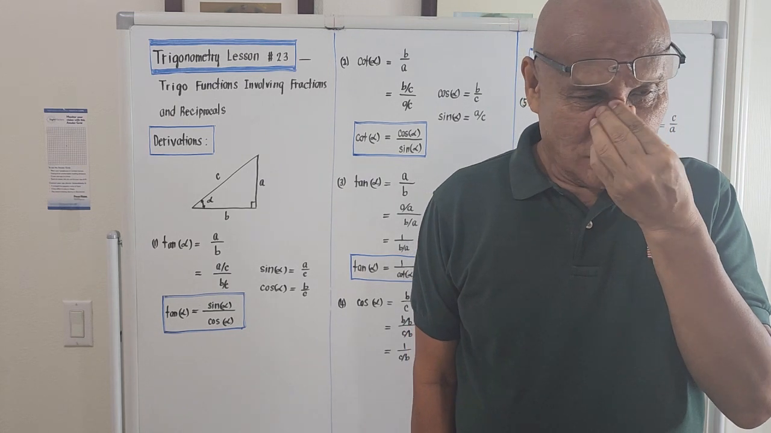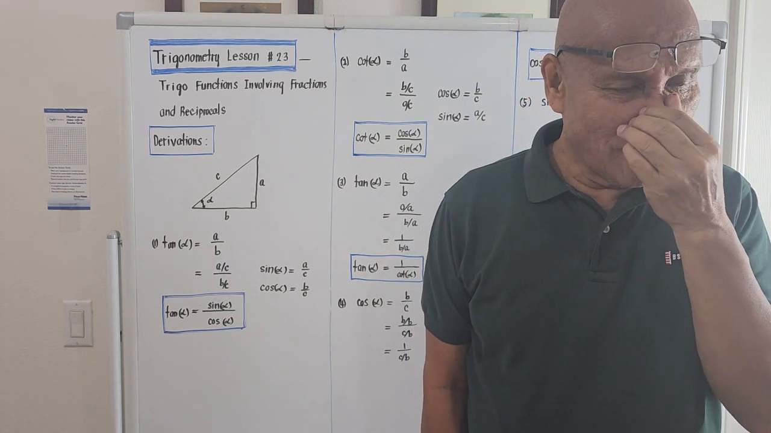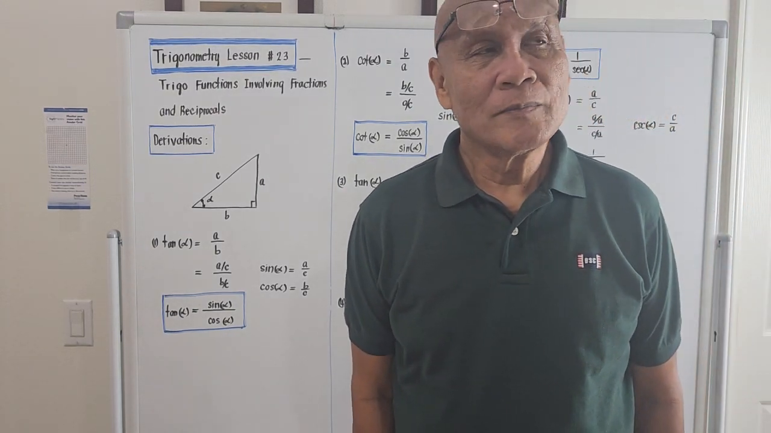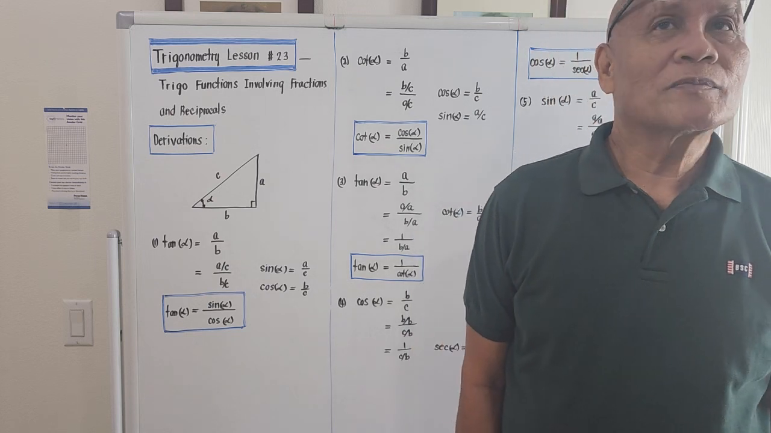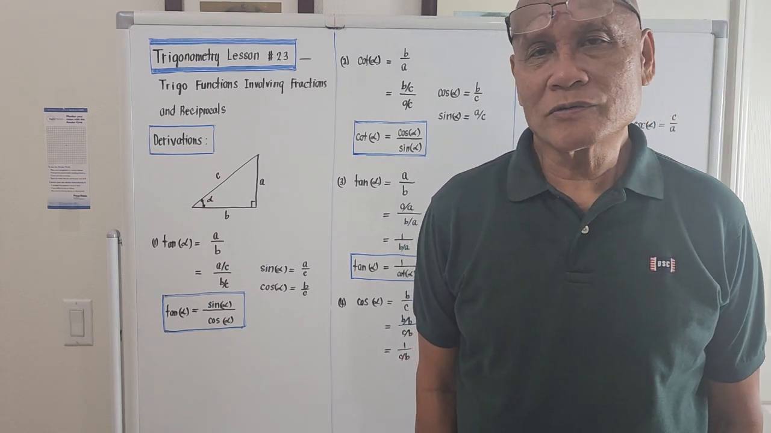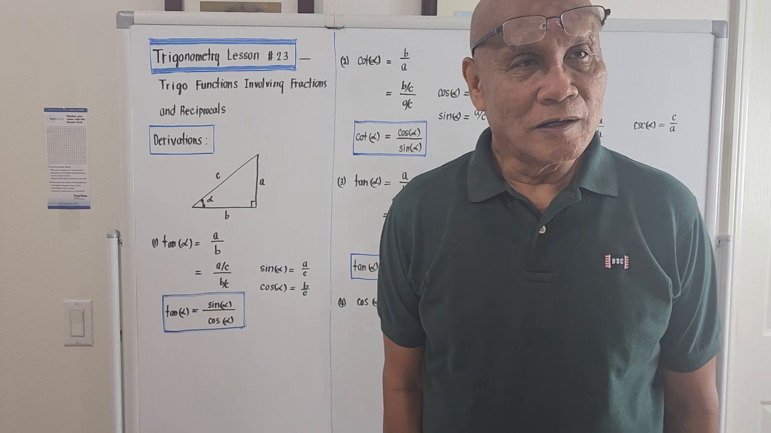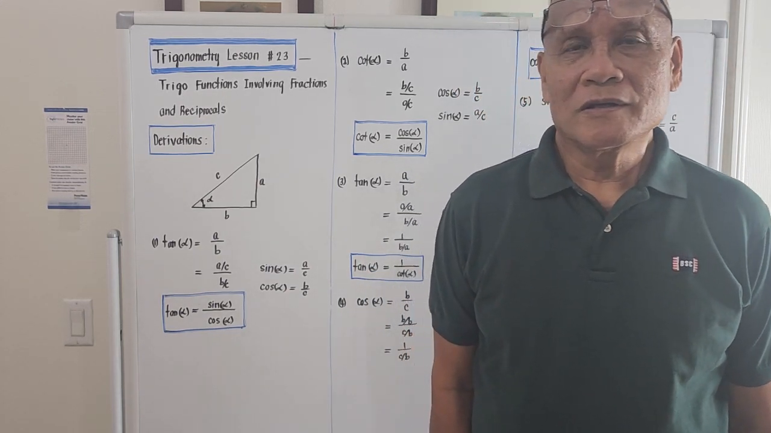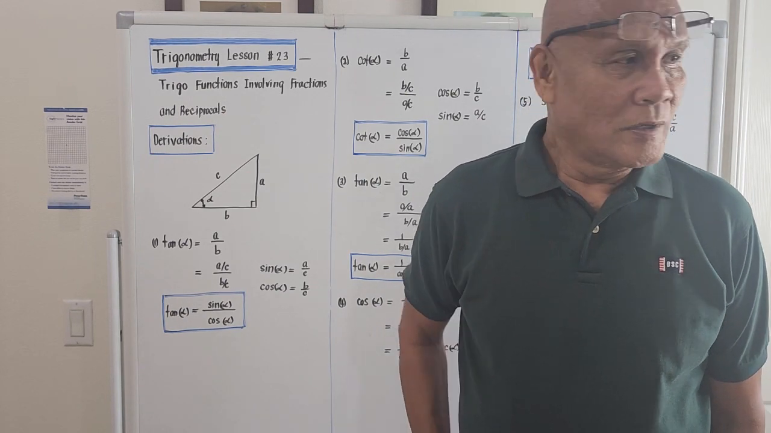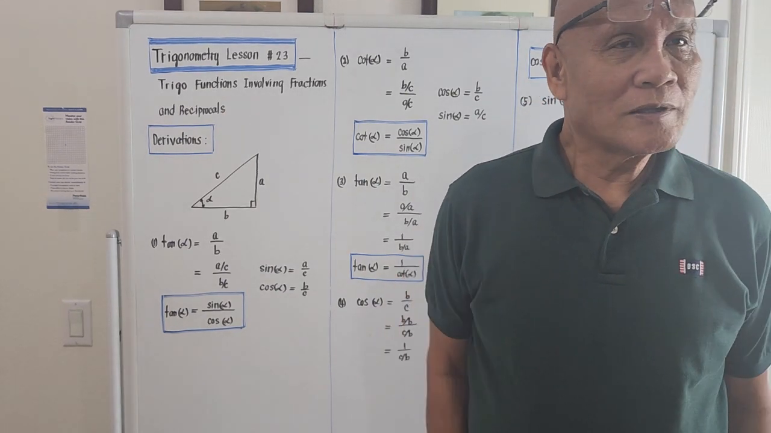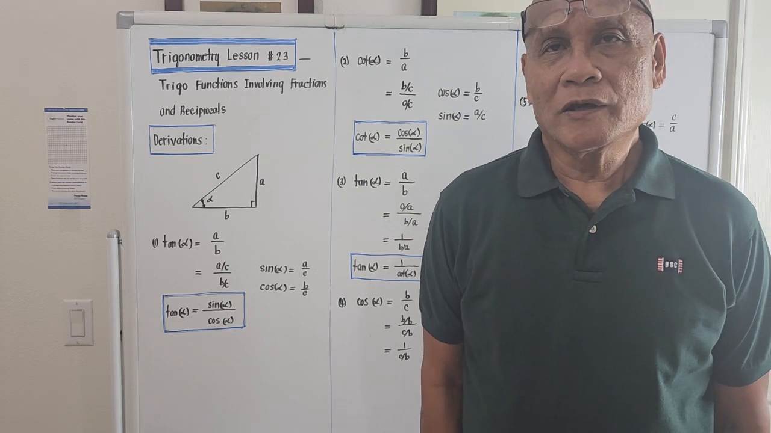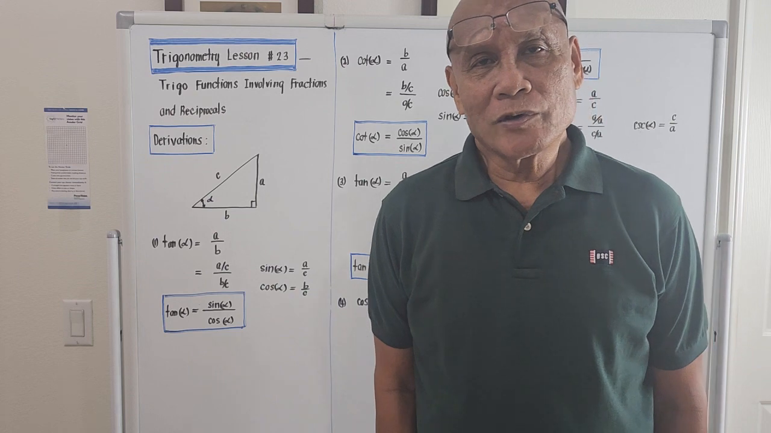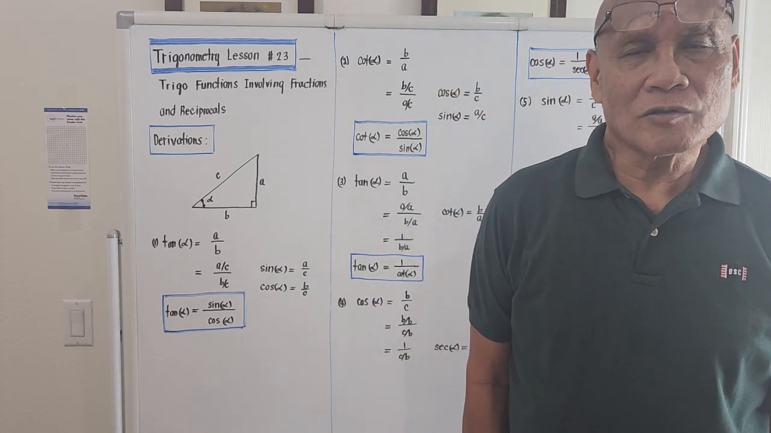Number one is sine square of alpha plus cosine square of alpha is equal to 1. The next one is 1 plus tangent square of alpha is equal to secant square of alpha. And the last one is 1 plus cotangent square of alpha is equal to cosecant square of alpha. So for this morning, I will be adding 5 more formulas which are needed in the evaluation of problems involving identities. Okay, let's proceed.